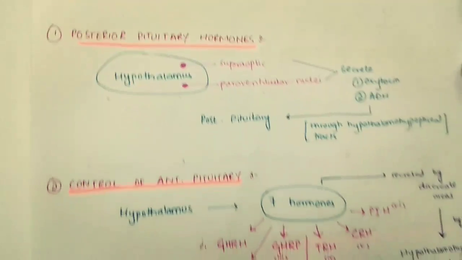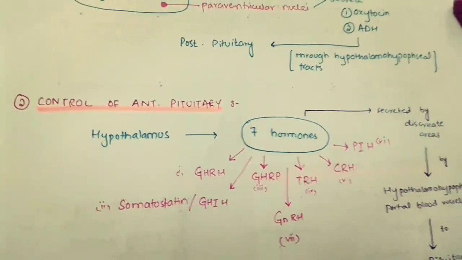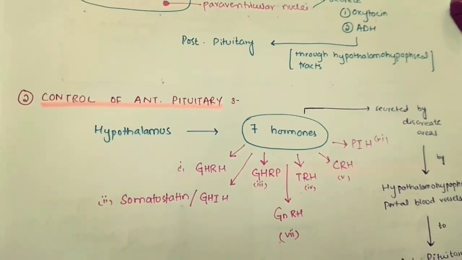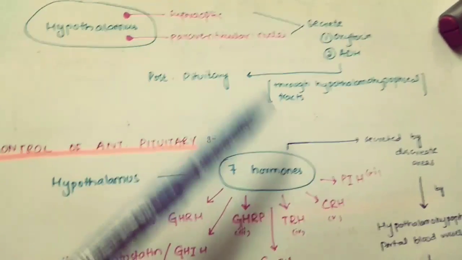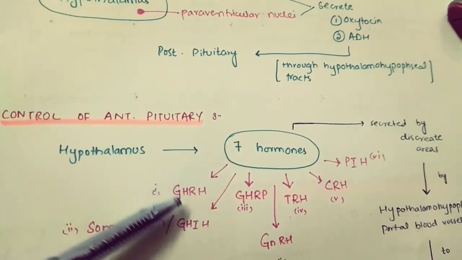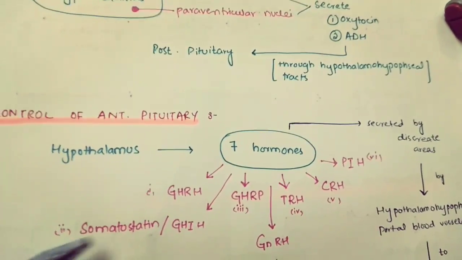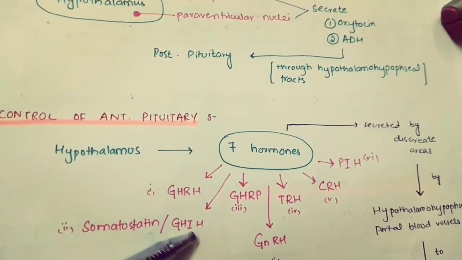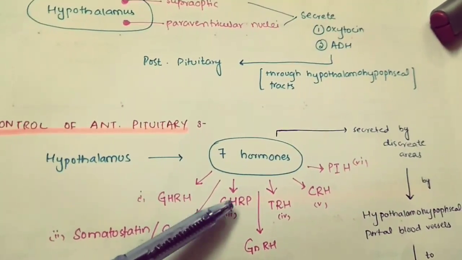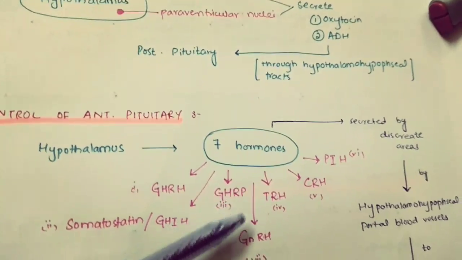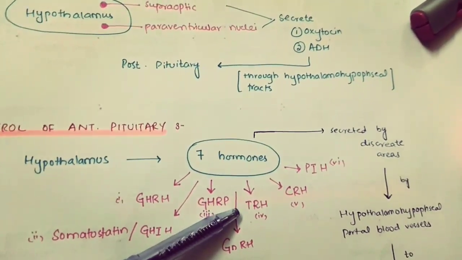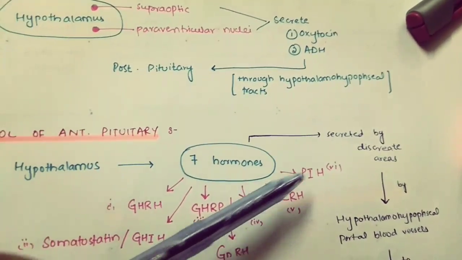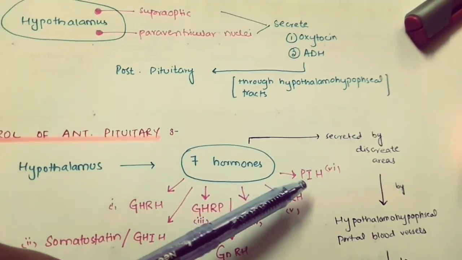And then the second function is control of the anterior pituitary. The hypothalamus secretes 7 hormones. These are growth hormone releasing hormone, somatostatin or growth hormone inhibiting hormone, growth hormone releasing polypeptide, gonadotrophin releasing hormone, thyrotrophin releasing hormone, corticotrophin releasing hormone, and prolactin inhibiting hormone.